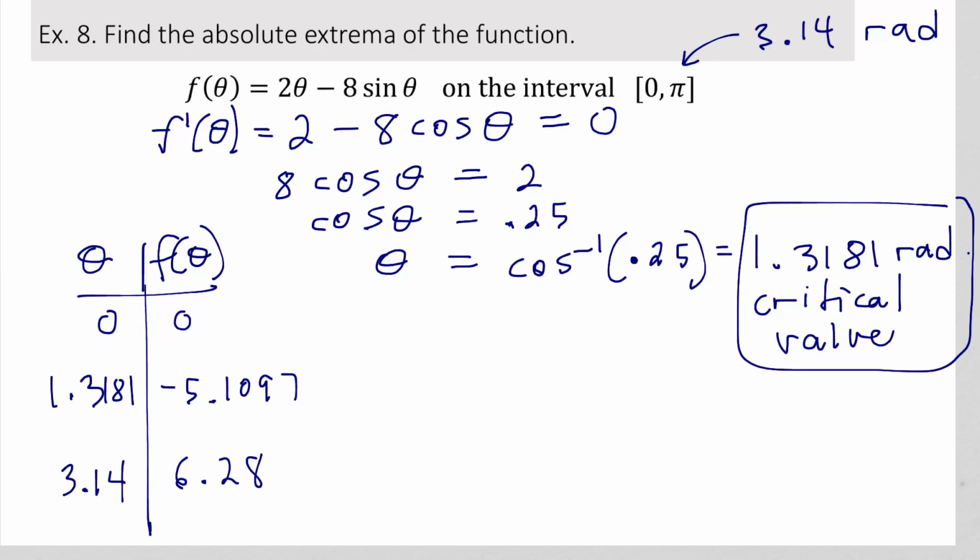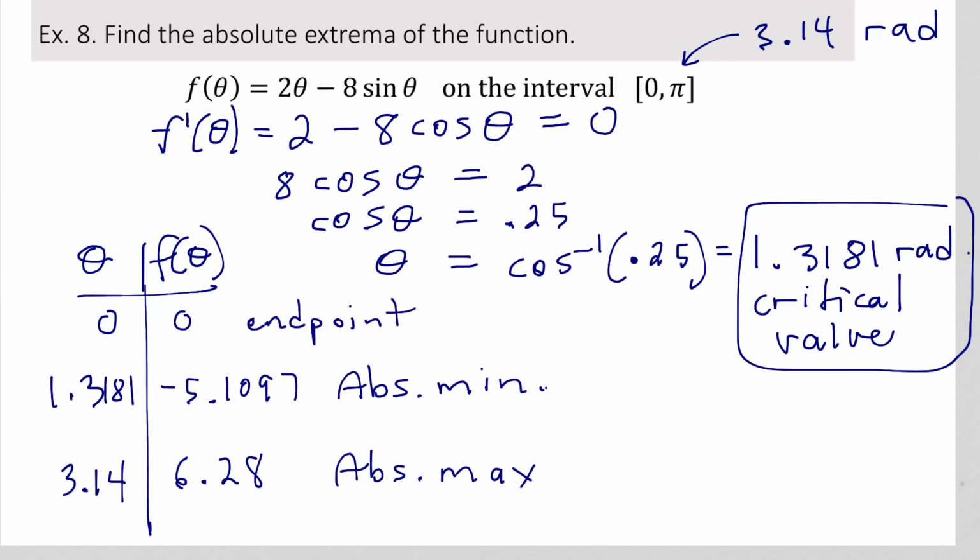Okay, now I'm going to decide which is the lowest, and that would be my absolute minimum. So this is the lowest, so this is my absolute minimum. Which is the highest? That would be the last one, my absolute maximum. And then this is an endpoint here, so it can't be a local extreme value, and it wasn't an absolute min or max, so this one would be neither. All right, so I've solved this one for the absolute extrema of the function.